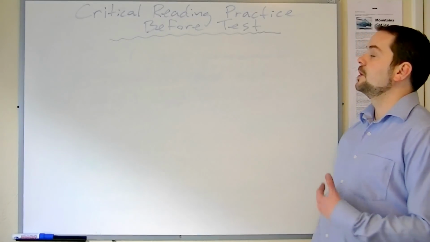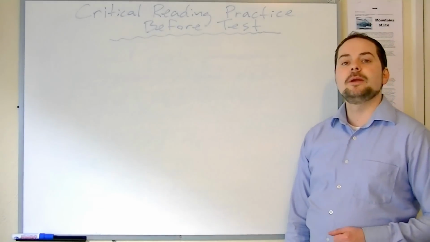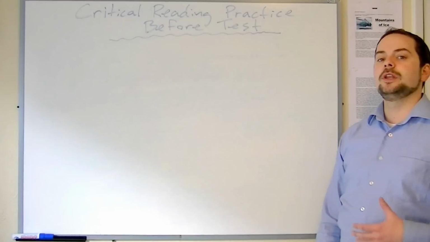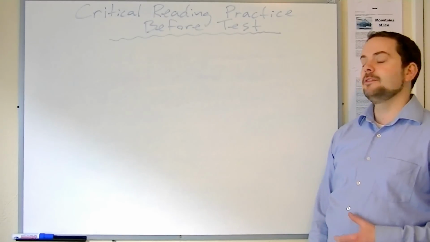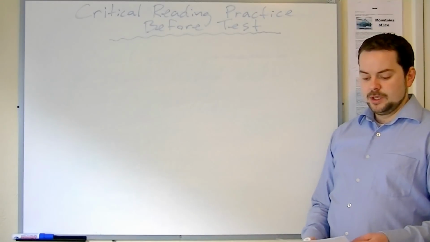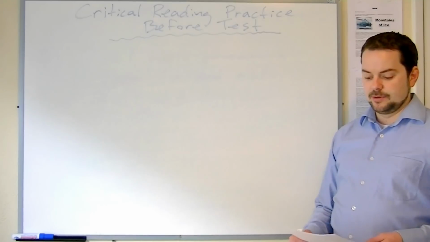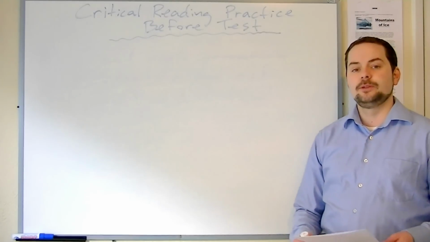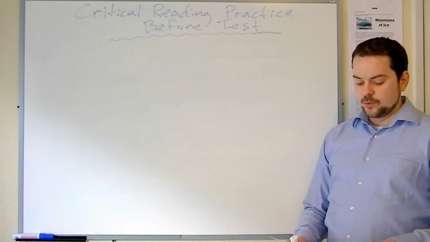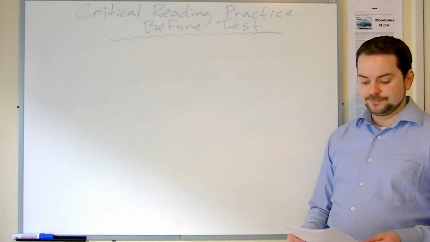Alright, so again, we're continuing on with our critical reading practice. I'm just going to show you an example of this for another paragraph, just so you have a very clear idea. So we will continue with our example of Mountains of Ice from www.aehelp.com, and we'll look at the second paragraph.